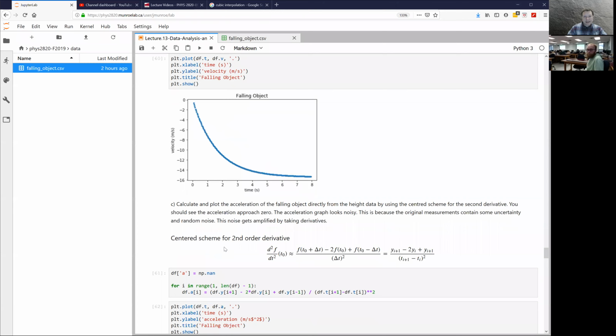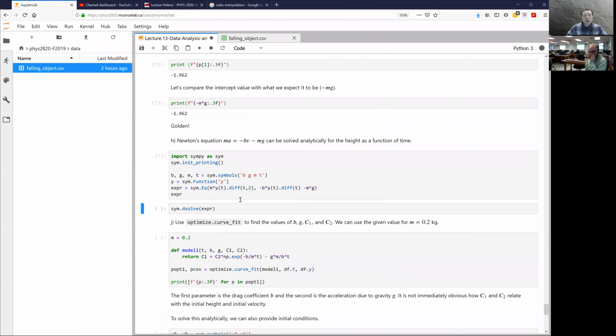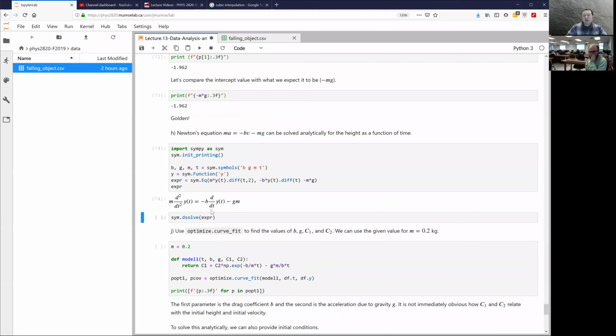Well, what that means is I need to take that original equation, the original bit of physics of the problem, and I need to solve this. I need to solve it for y. Now, what do I mean by that? What I mean is, this is the differential equation I want to solve. The acceleration times the mass, ma, second derivative of position is acceleration, is equal to minus a drag coefficient times the velocity, first derivative, minus m times g. This is something which can be solved analytically.